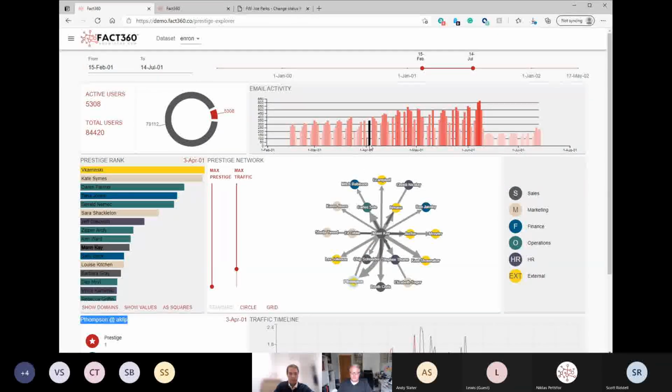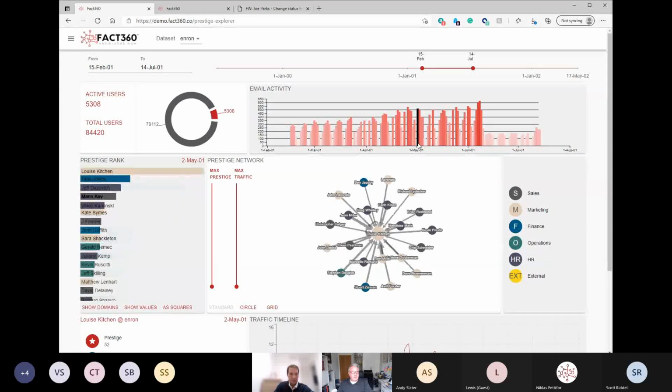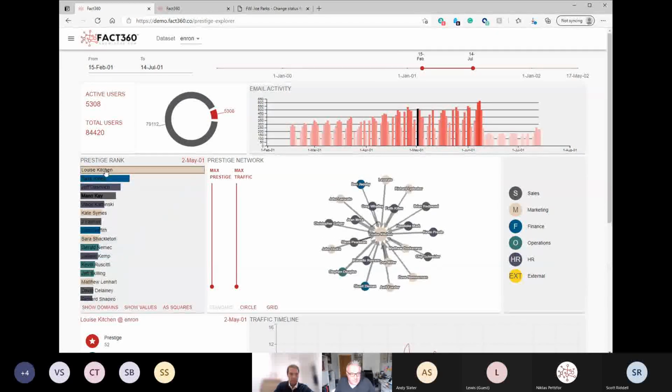Let's keep going. Let's fast forward a month to around the 2nd of May. You can see Louise Kitchen's back at the top of the shop again, as you'd expect. Another great set of results.